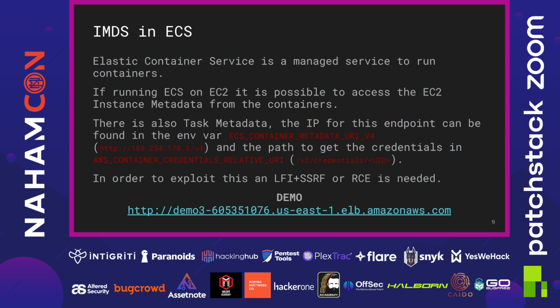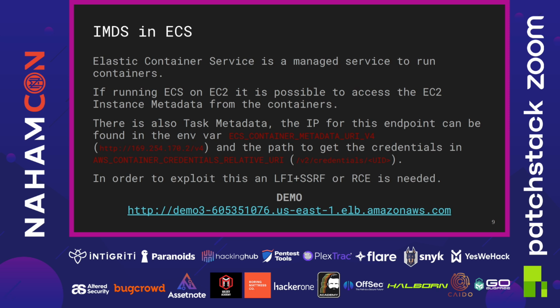And they have a small difference. The URL is different. Now, instead of having the 169.254.169.254 IP address, we have this other IP address, which is specified in an environment variable. And also the credentials are found in a different path, which can be found in this other environment variable. And it includes a non-predictable UID, which means that SSRFs will also not be able to get the task metadata credentials.